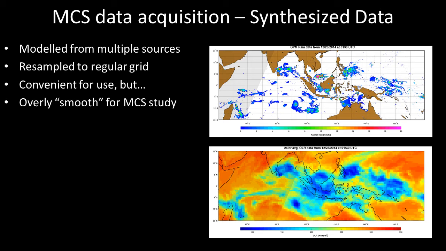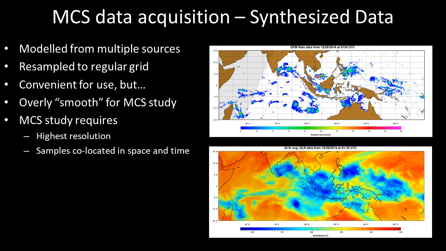Given the high spatial and temporal frequency at which MCS evolve, these synthesized datasets are not adequate for capturing the physical processes at work. Accomplishing that goal will require sampling all data types at the highest possible resolution, at the same time, and at the same location. For features at the mesoscale and upwards in size, that dictates spaceborne sensing systems.